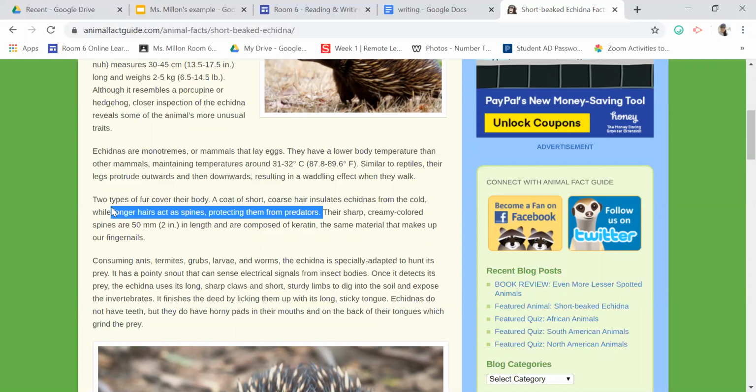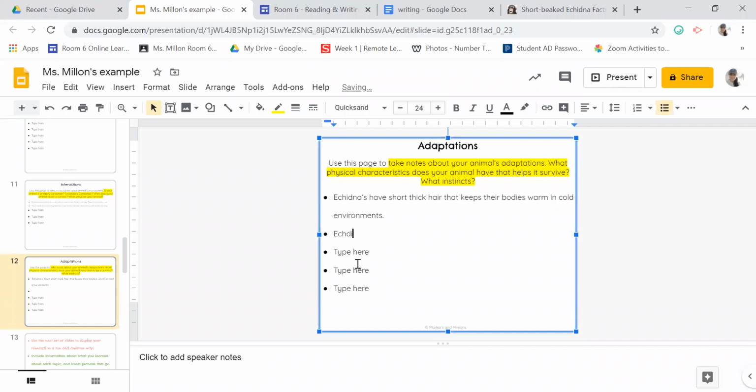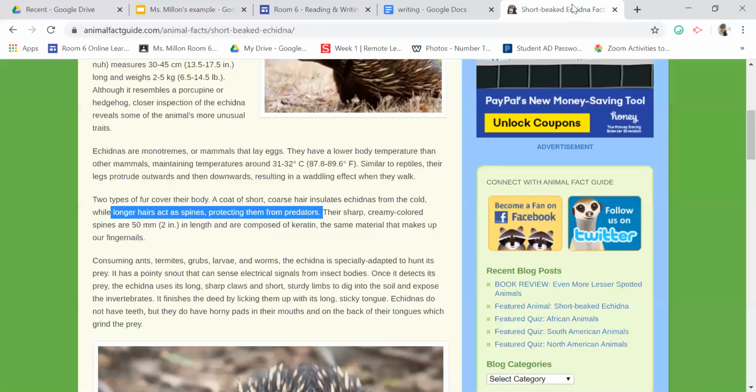So it says longer hairs act as spines protecting them from predators. Well, maybe I'll put here that the echidna also has hairs that are long that protect them from predators. Or I could put that echidnas have spines that help to protect them. And maybe instead of saying predators, I can say from other animals in the wild. Right, so sometimes you really have to think about what other words you could use so that we don't copy word for word what the author says.